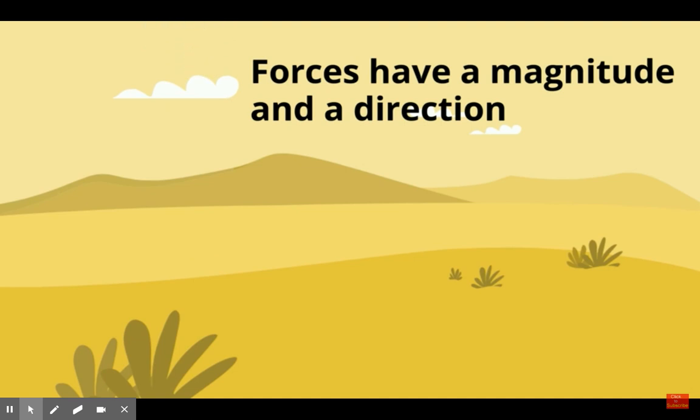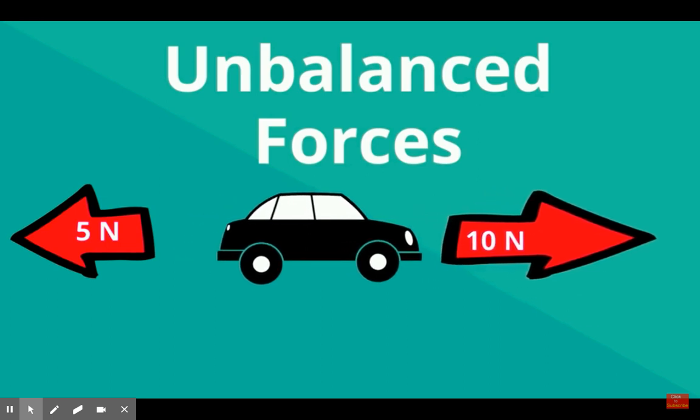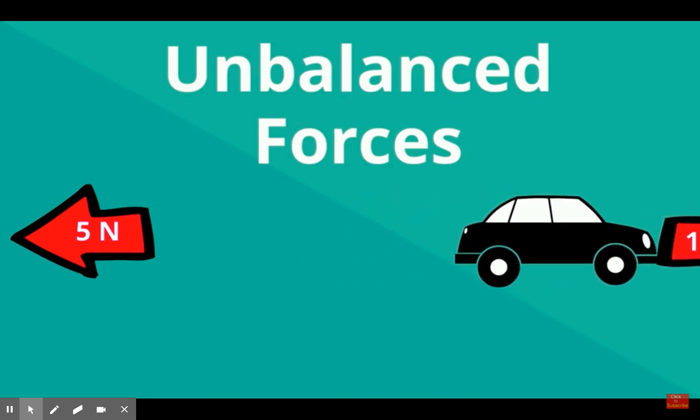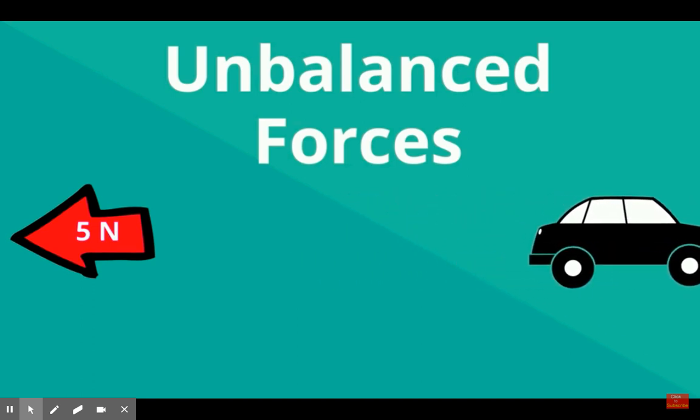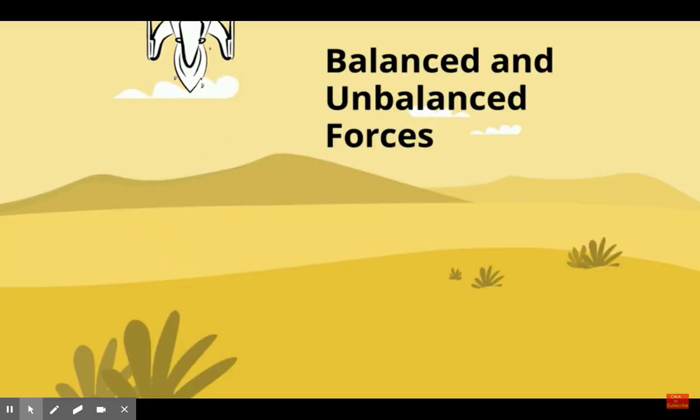Unbalanced forces are not equal, and they cause the motion of an object to change. When two unbalanced forces are exerted in opposite directions, their combined force is equal to the difference between the two forces. The magnitude and direction of the net force affects the resulting motion. This combined force is exerted in the direction of the larger force. Let's take a look at some real-world examples.